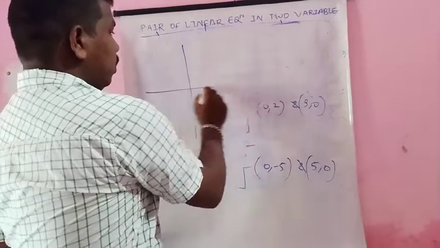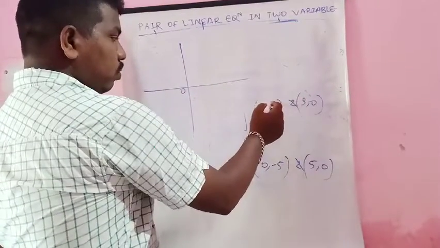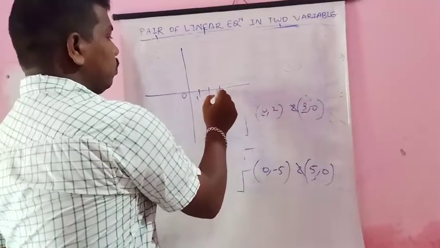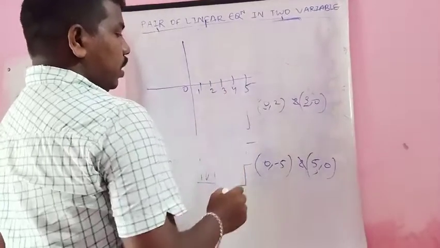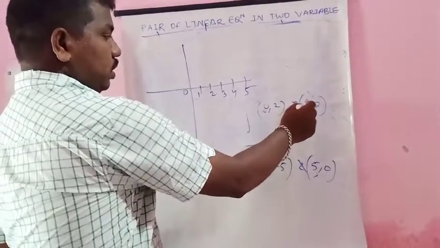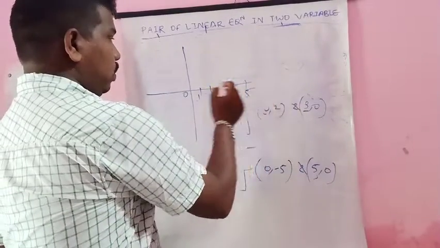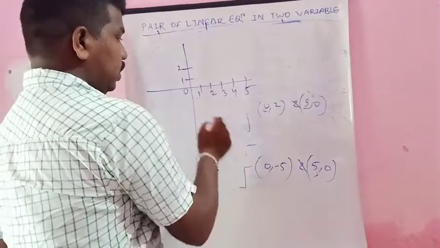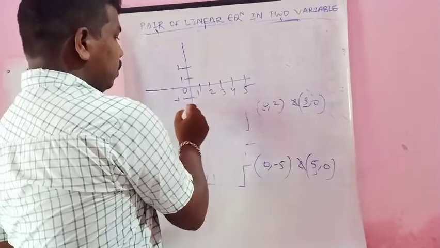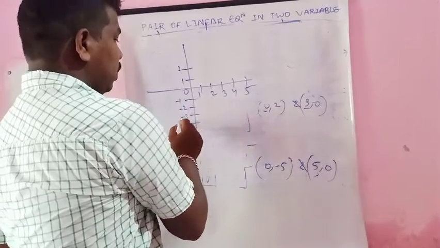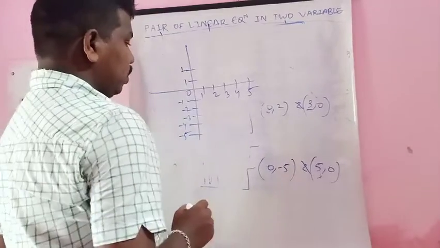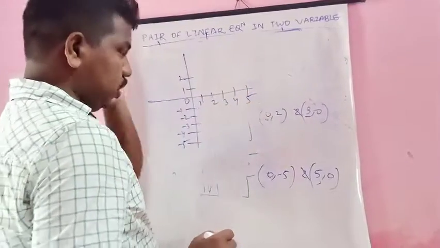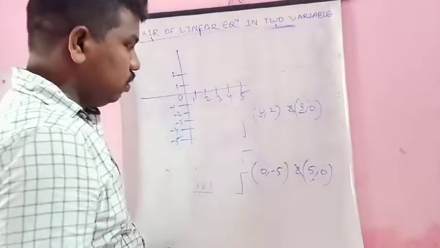So we take the graph paper here. Here is the origin. The maximum value in the x coordinate is 5, so we have to take 1, 2, 3, 4, 5. And the maximum value in the y coordinate is 2, that is, on the positive axis 1, 2. On the negative axis it is minus 5, that is minus 1, minus 2, minus 3, minus 4, minus 5. On the negative x-axis there is no point, so we take only the positive x-axis points 1, 2, 3, 4, 5.